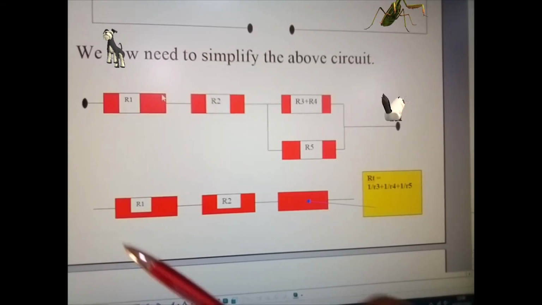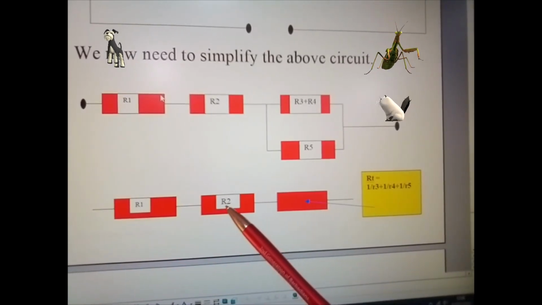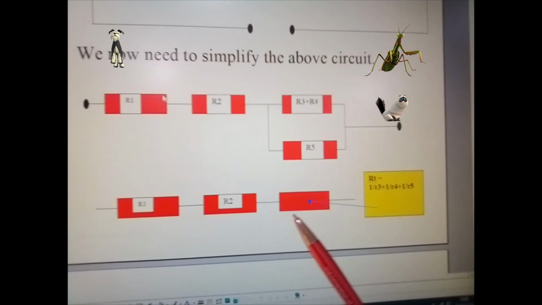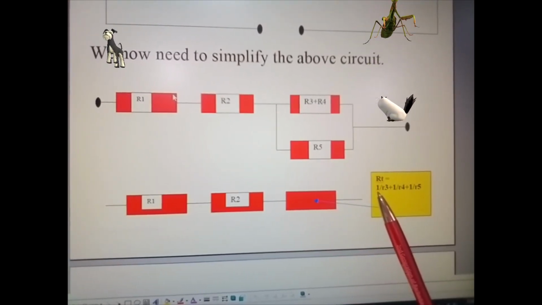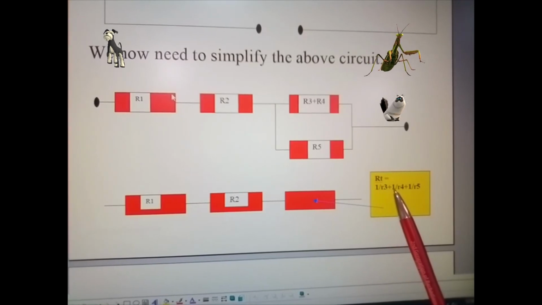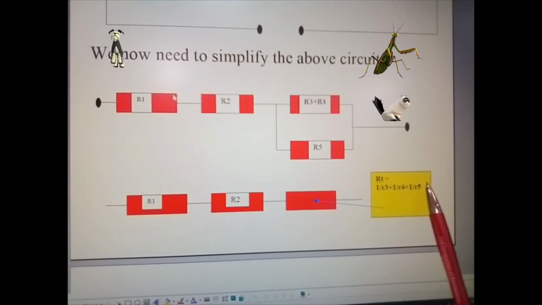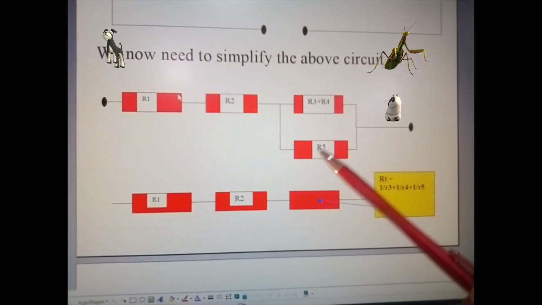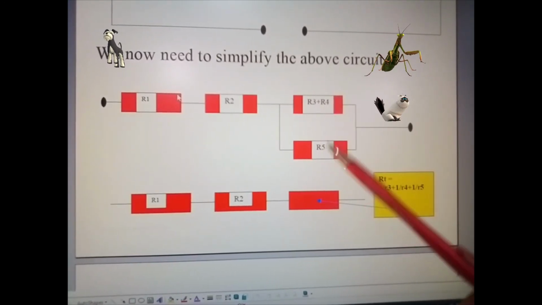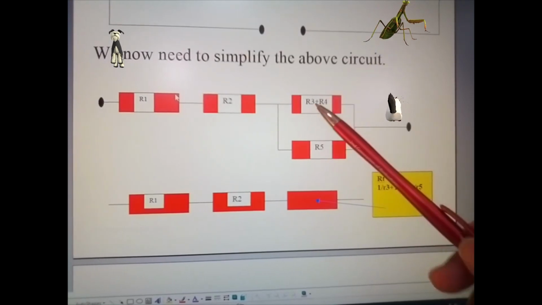We then go down to R1, R2, and I've simply said here that this now becomes RT equals 1 over R3 plus 1 over R4 plus 1 over R5, because it's a parallel network, okay? It's a parallel network, so I've got to find the total value here.